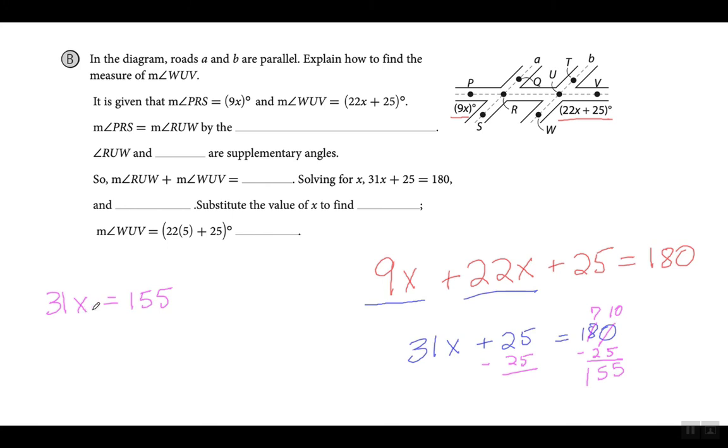So if you have at least a little bit of multiplication skills, you should see that if you put a 5 here, mental math, if you put a 5 here, 5 times 1 is 5, and 5 times 3 is 15. So that means that when I divide this, the answer has to be 5.